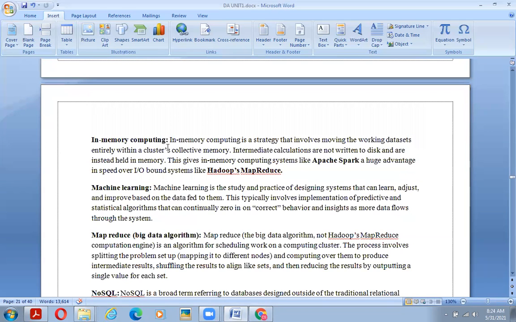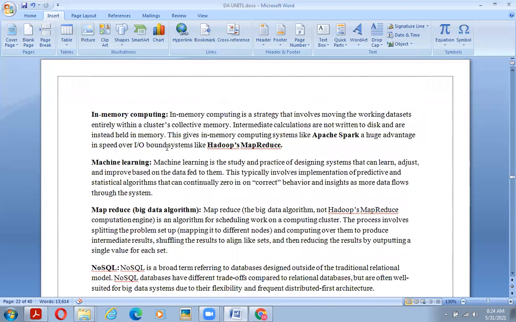In-memory computing. The in-memory computing strategy involves moving the working data set entirely within cluster-connected memory. Intermediate calculations are not written to disk and are still handled in memory. This gives in-memory computing systems like Apache Spark a huge advantage in speed over input/output-bound systems like MapReduce.